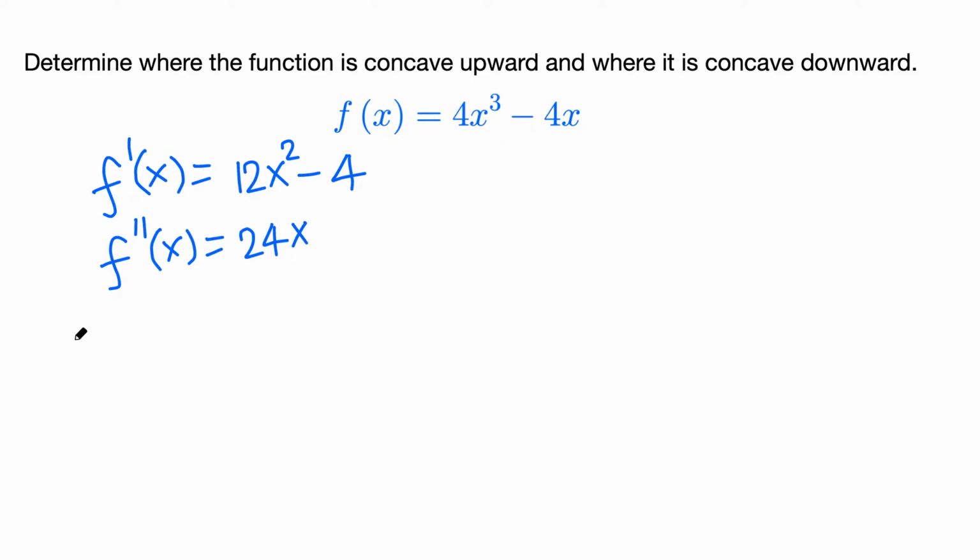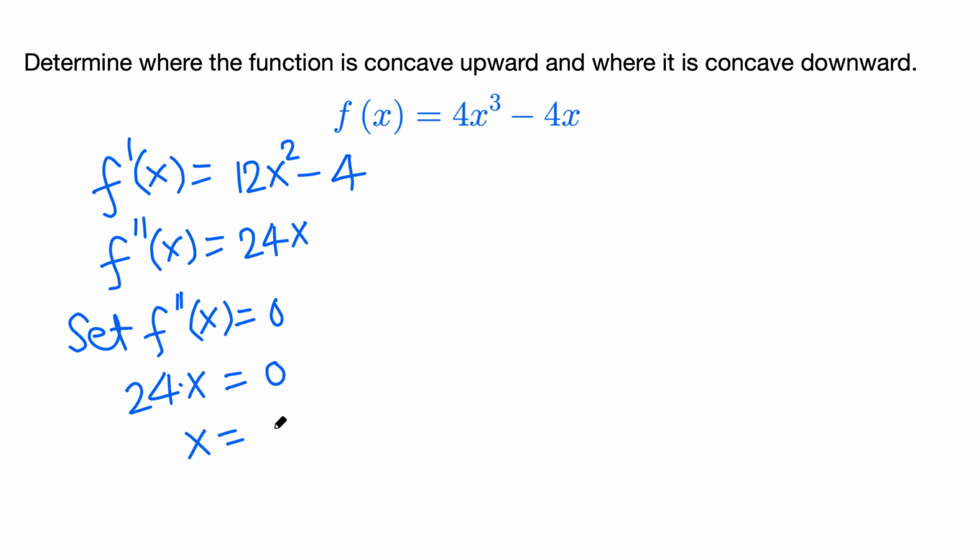Don't have to write that. Now we set the second derivative to 0. That is 24x equals 0. Need to solve for x. 24 times x, so divide by 24. So x equals 0 over 24, which is 0. So x equals 0 is a candidate for an inflection point, the x coordinate of the inflection point. It could be, or it may not be. We'll see.